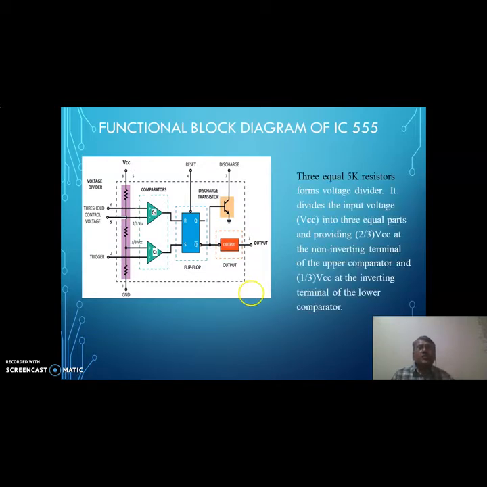Basically, as we know, it consists of 3 resistors, each of 5 kilo ohm value. These 3 resistors form a voltage divider arrangement. The total voltage VCC between ground and VCC is divided into 3 parts, 1/3 VCC voltage on each resistor. Therefore at this point we get 1/3 VCC, and at this point we get 2/3 VCC, which is the threshold level of the upper comparator. This is the level of the lower comparator.